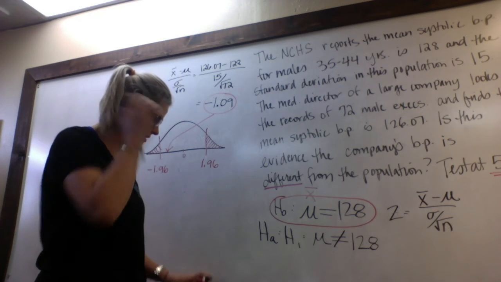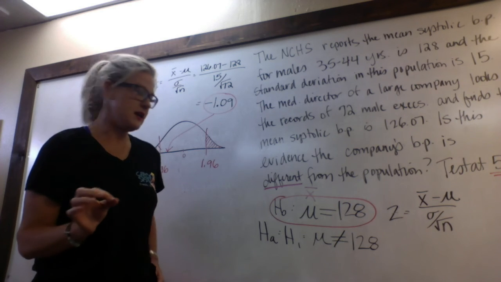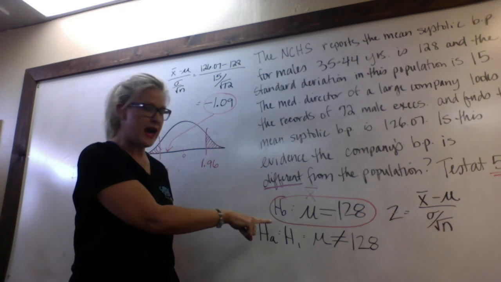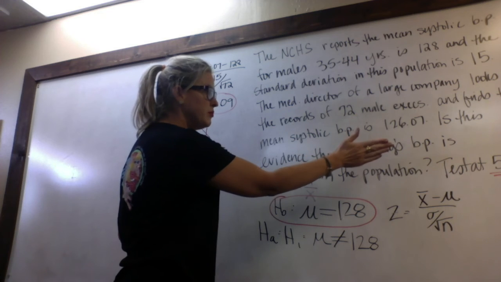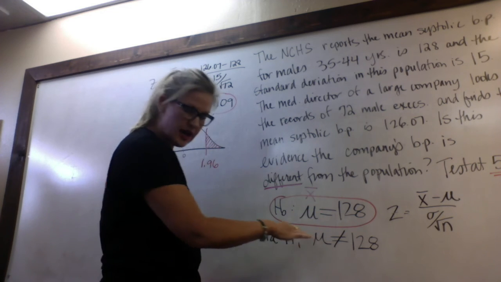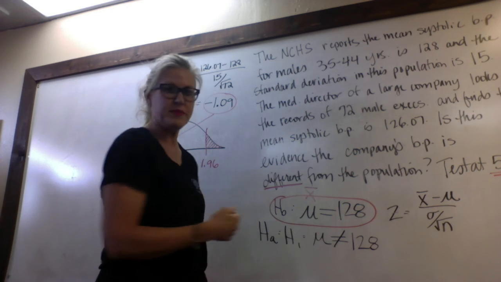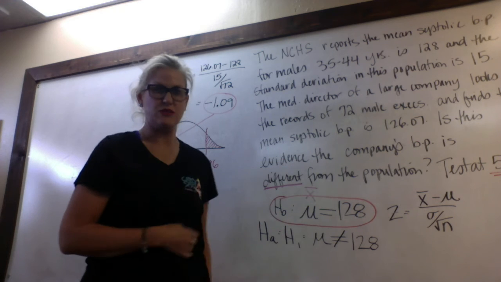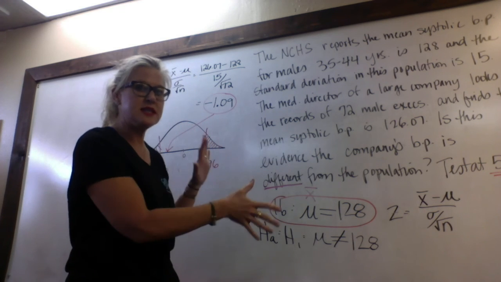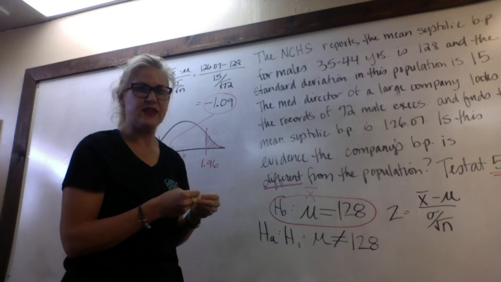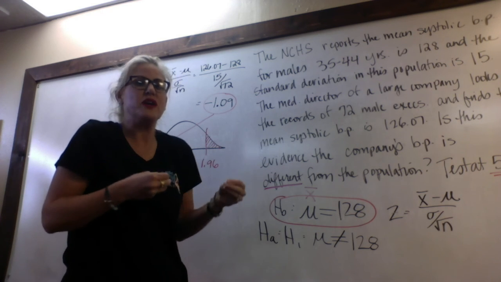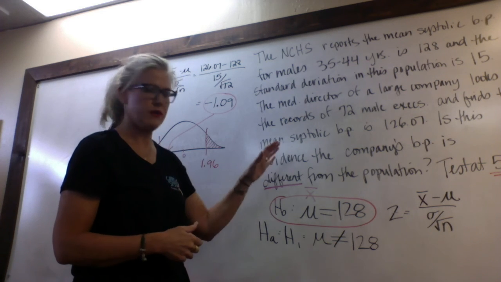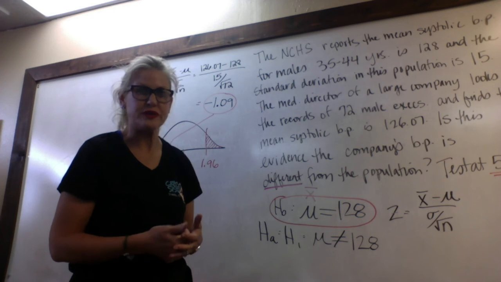That's my decision. The conclusion is, if I retain the null, I conclude that the company's blood pressure is not significantly different from the population. Yes, 126.07 is less than 128 mathematically, but statistically speaking, it's not a significant difference. It's not different enough to make broad, sweeping generalizations or decisions about healthcare programs or insurance.